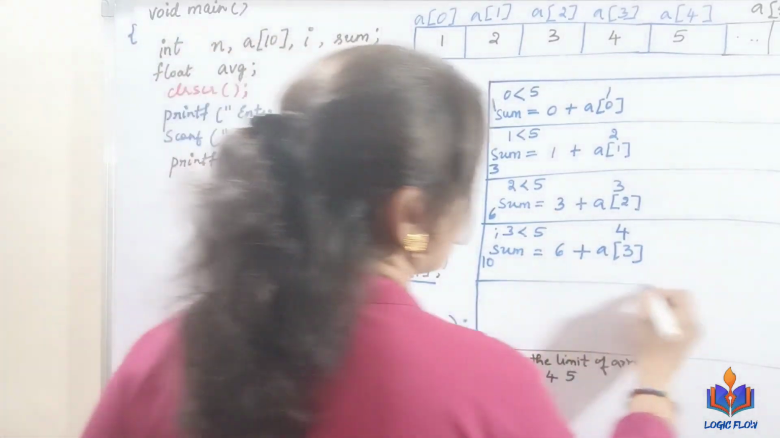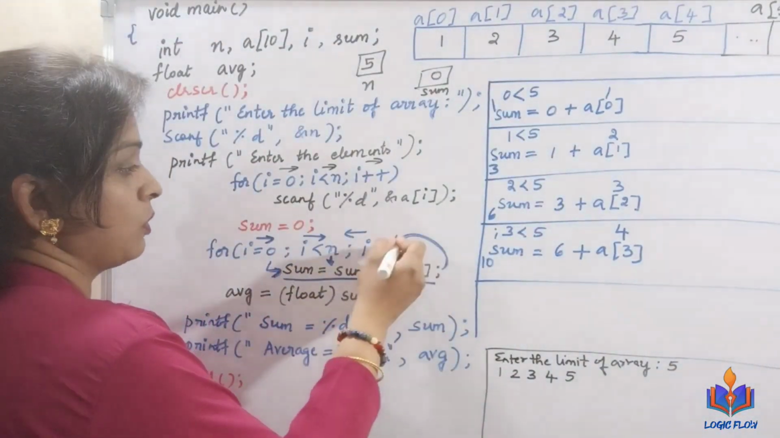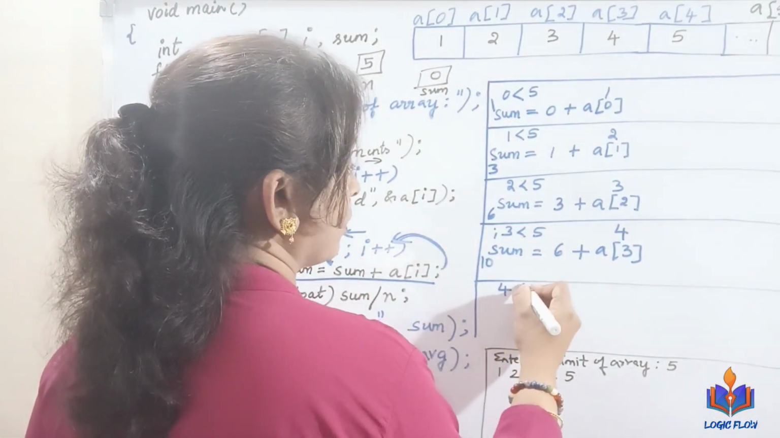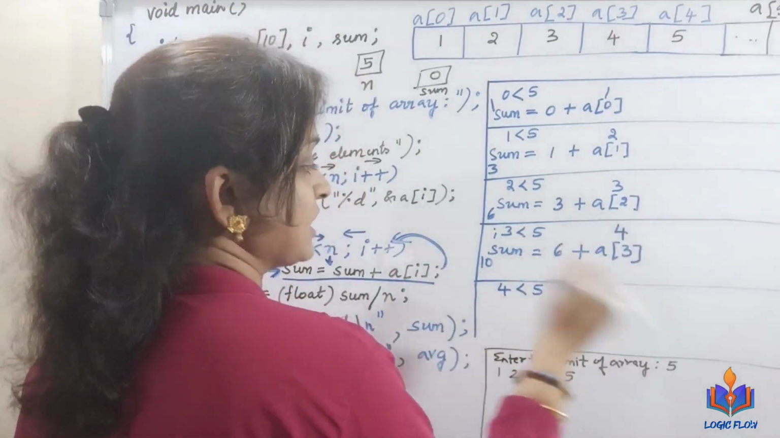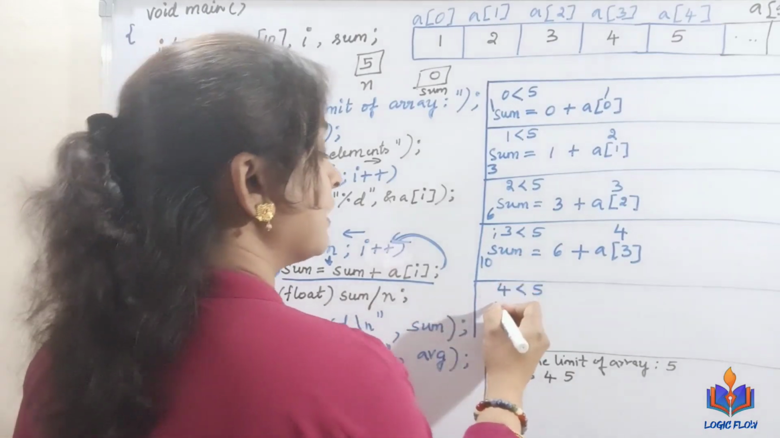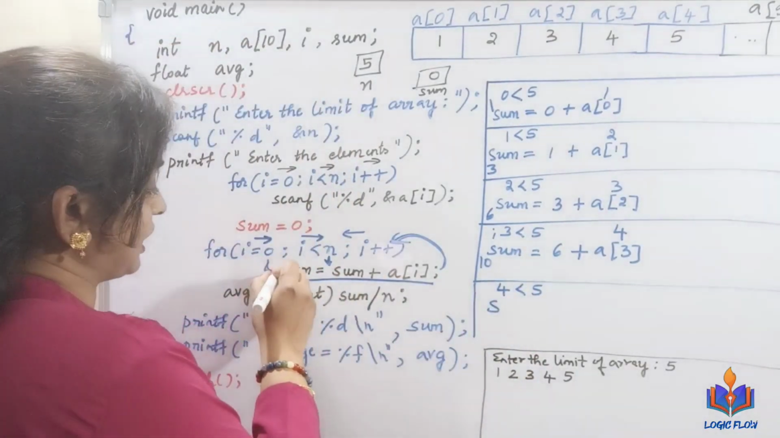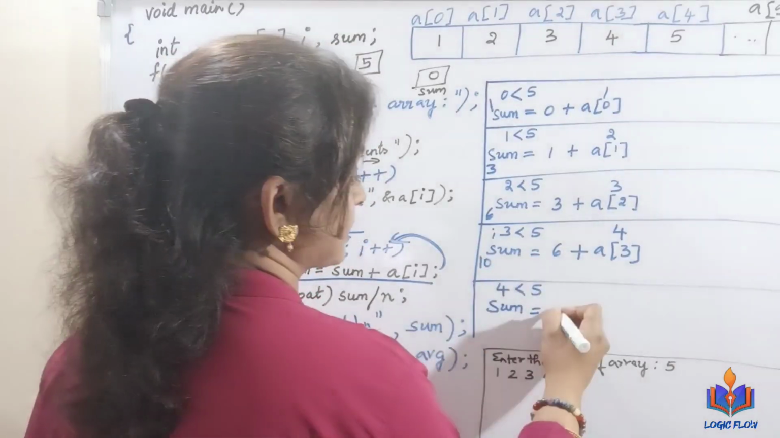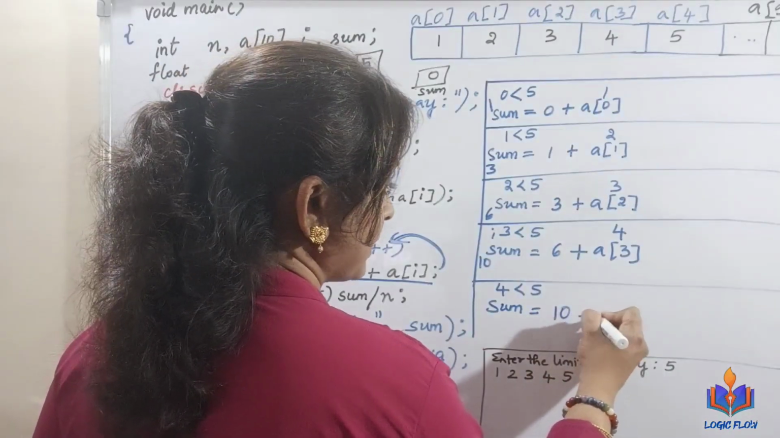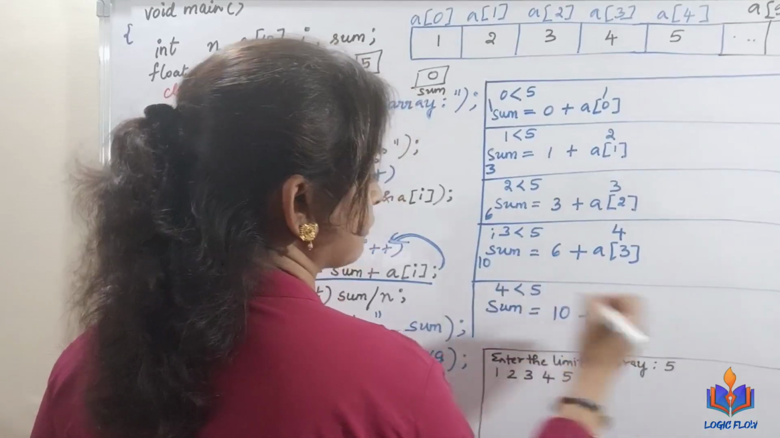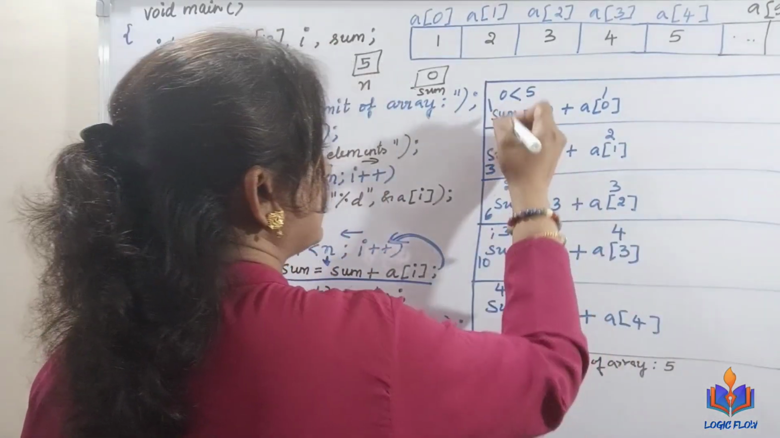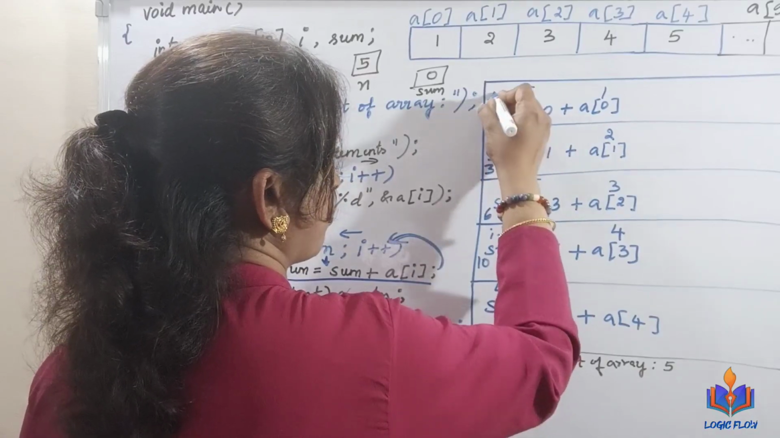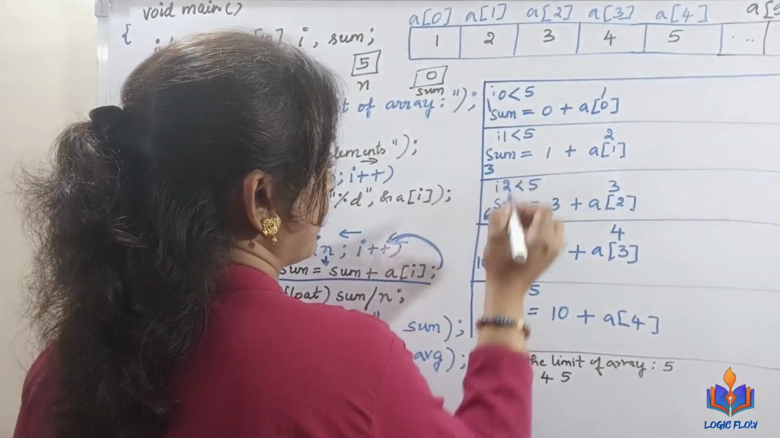Then again look back. Then i gets incremented. It becomes 4. Is 4 less than 5? Yes, the condition evaluates as true. Then again compute this immediate statement. I say sum equal to sum plus a of i. My previous iteration sum value is 10. i means 4. 0, 1, all these are i values.